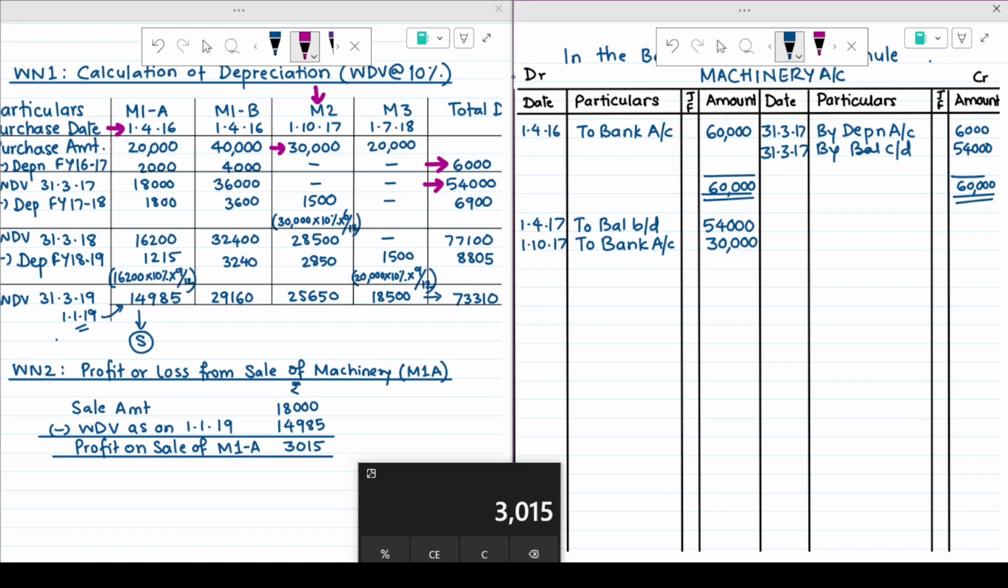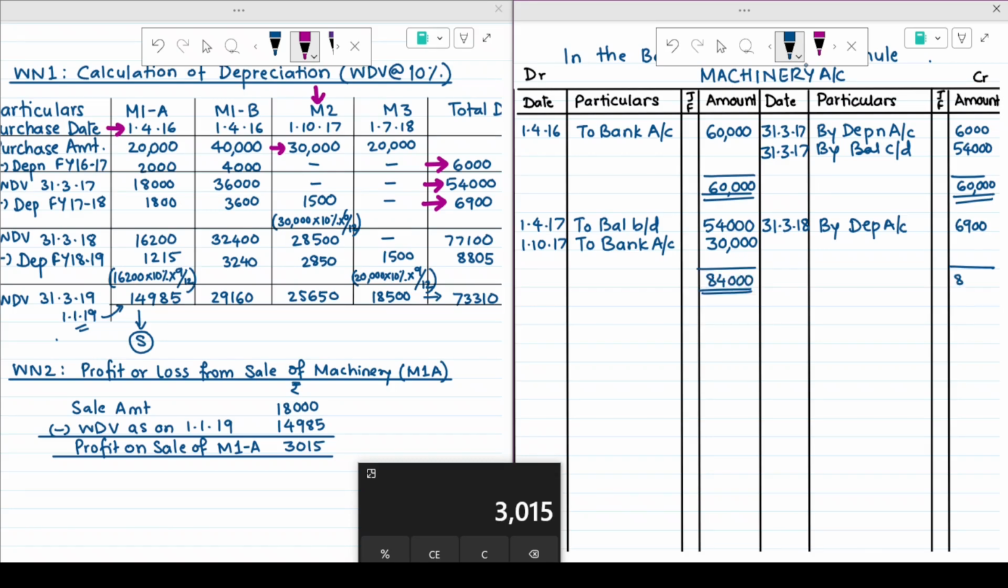So we can pass depreciation entry 6,900. The total depreciation is 6,900. So at the year end 31/3/18 by depreciation 6,900. No other entries are there, so we can close the books.